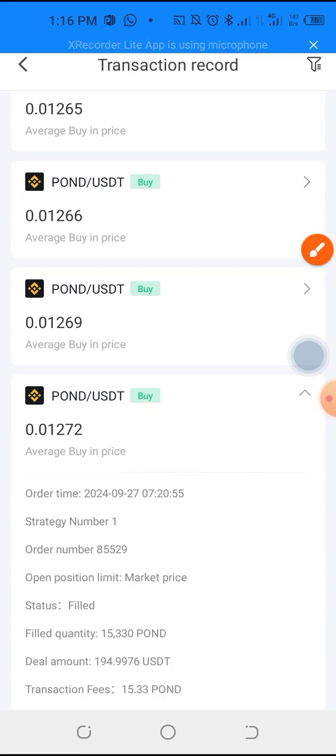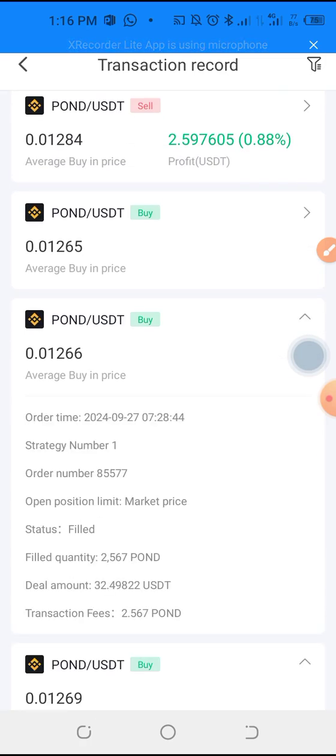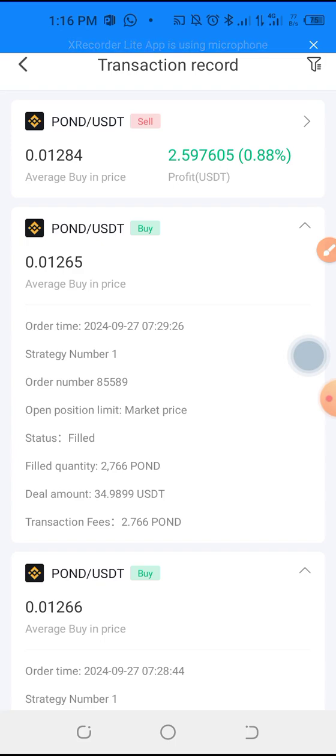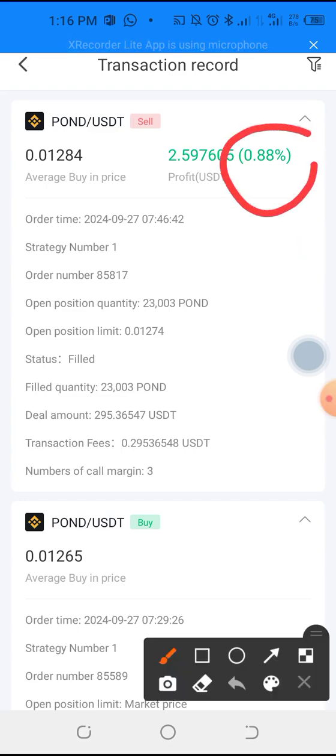So I changed the first buying amount to, I think, 29. The coin went down again. It bought $30. It bought $30 again. When it was giving me profit, it gave me a profit of 0.88% on $295. So the moment you see an opportunity to sell, it will sell.